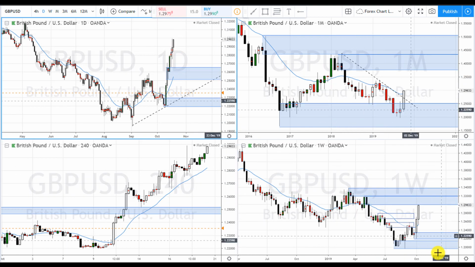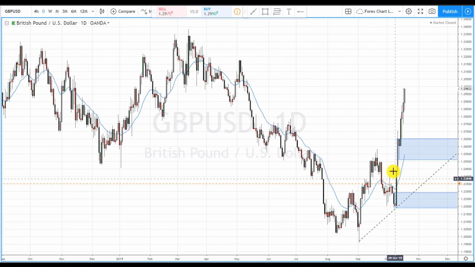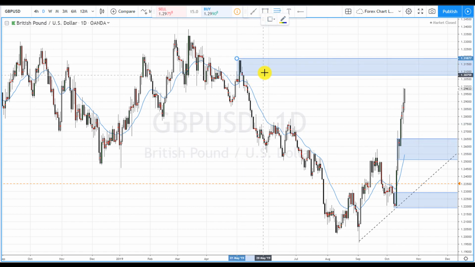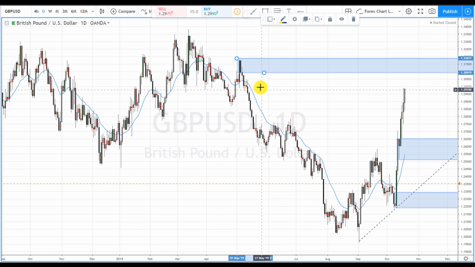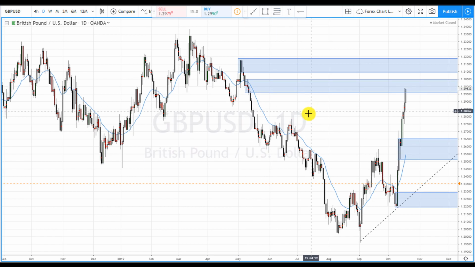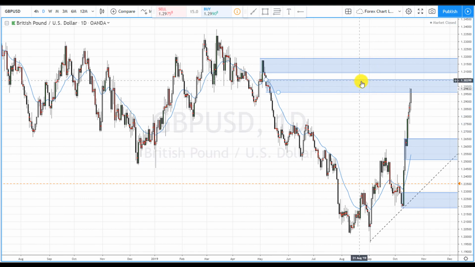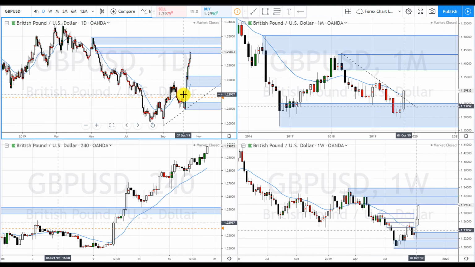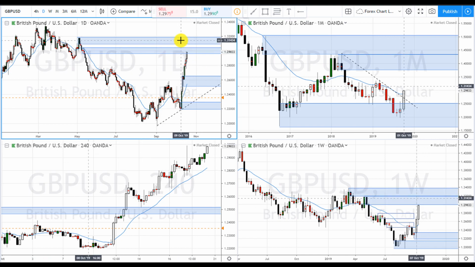Okay, let's look at the daily. On the daily, you can draw a clear uptrend, strong candles to the upside. Remove all this area of supply. This is a supply. This zone is a supply. So price is in an area of supply, so ideally we want price to remove these areas of supply.